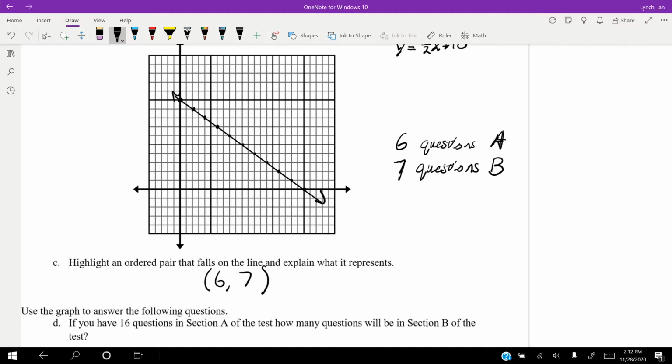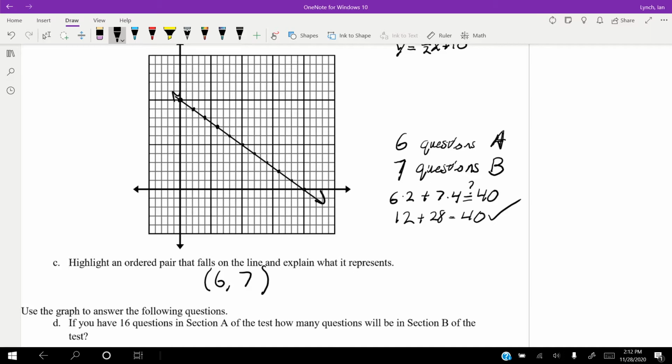I don't appreciate that. Let's see if that adds up. So 6 times 2 plus 7 times 4. Does that equal 40? Well, that's 12 plus 28, which does equal 40. We're good. So each point on this line gives us the number of questions in the specific sections.